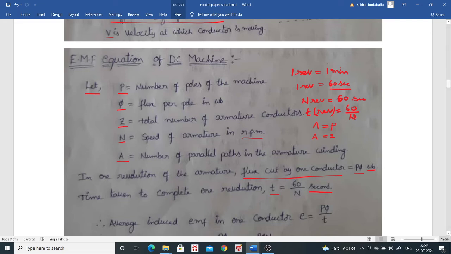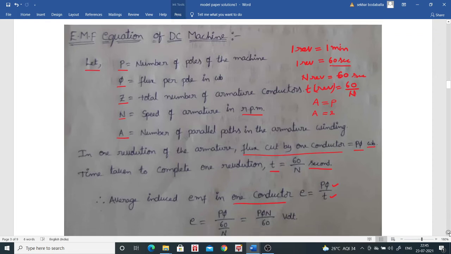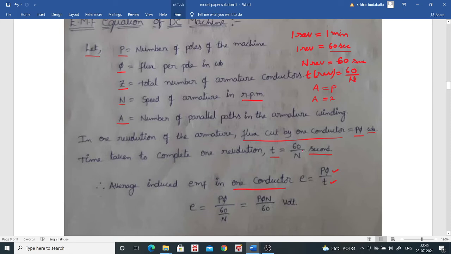Now if I want the average induced EMF per conductor, or in one conductor, E is equal to P phi by T. See, E is equal to d phi by dt. Here I consider d phi as the flux linkage, that is P multiplied by phi, and dt is the change in time, that is T. So P phi by T is the EMF induced in one conductor. So in place of T, I can write the time taken to complete one revolution, 60 by n. That's why I substituted here 60 by n.